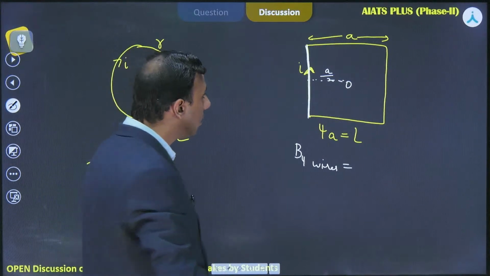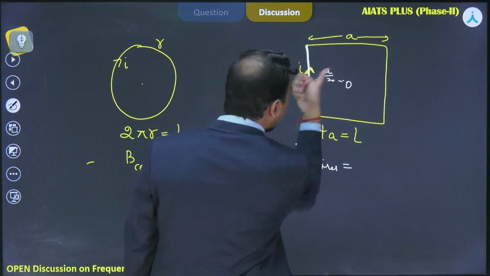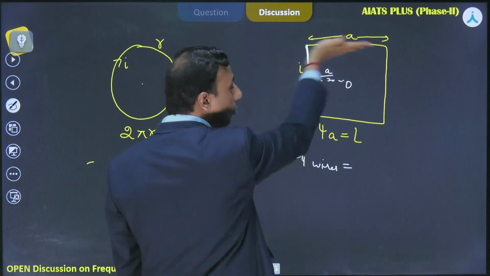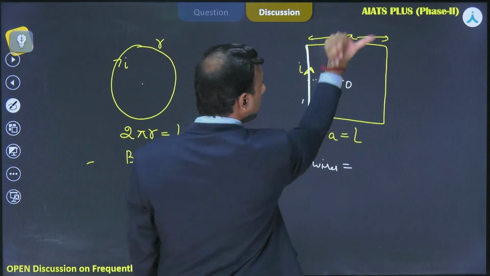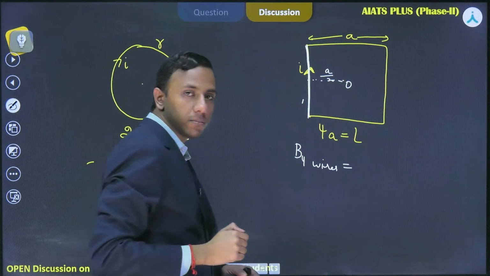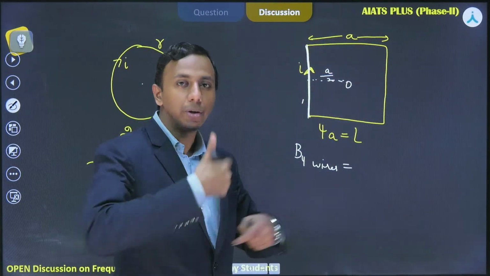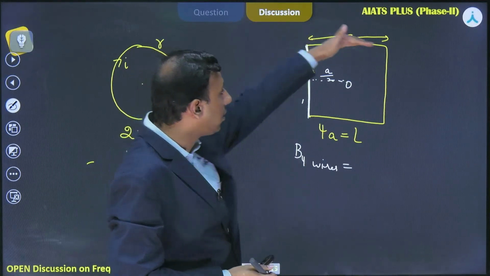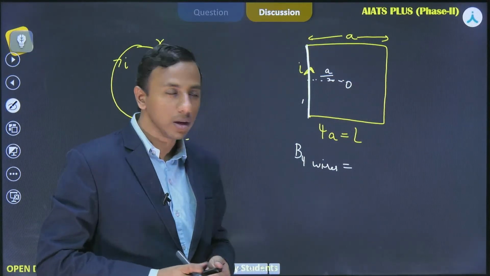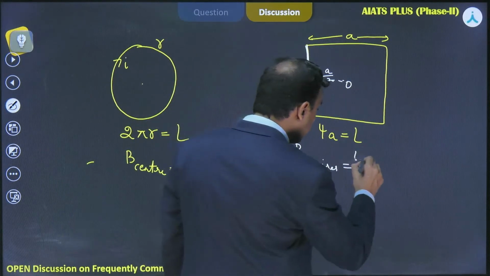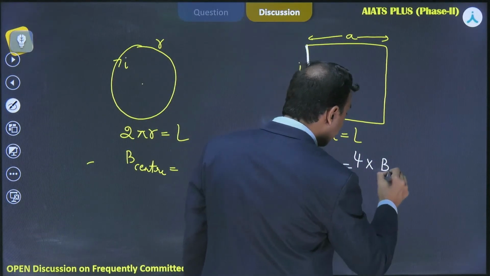Why add up? See, due to this wire, magnetic field is going to be into the plane. Then due to this wire, the current is going to flow over here. Due to that wire also, magnetic field is going to be into the plane. So magnetic field due to all 4 wires are going to add to each other, and the magnetic field due to each wire is going to be equal also. So you can simply write magnetic field due to 4 wires as 4 times magnetic field due to 1 wire.